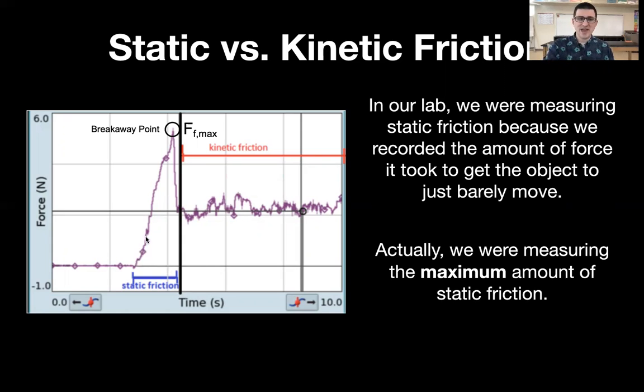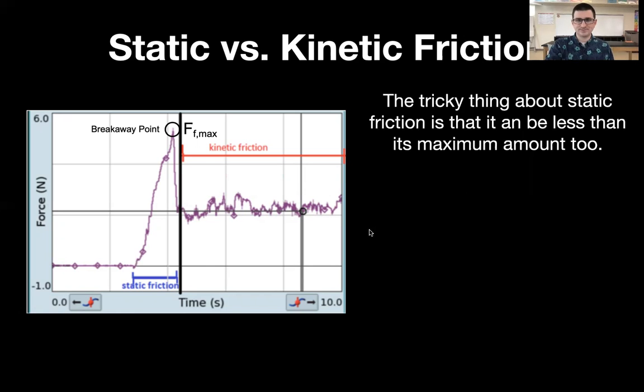So static friction could be any number less than the maximum amount, like it could be 1 Newton, 2 Newtons, 3 Newtons, all the way up to looks like 5 Newtons. And once you push or pull for more than 5 Newtons, then you're going to overcome that static friction and then cause the object to start to move, which then gets in the kinetic friction territory. So the tricky thing about static friction is that it can also be less than the maximum amount too. So if the maximum amount is 5 Newtons, the static friction could be like 3 Newtons or 2 Newtons.